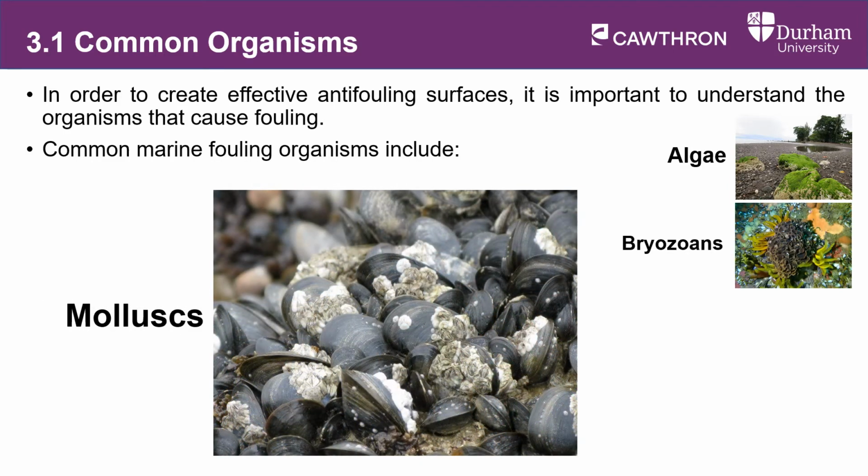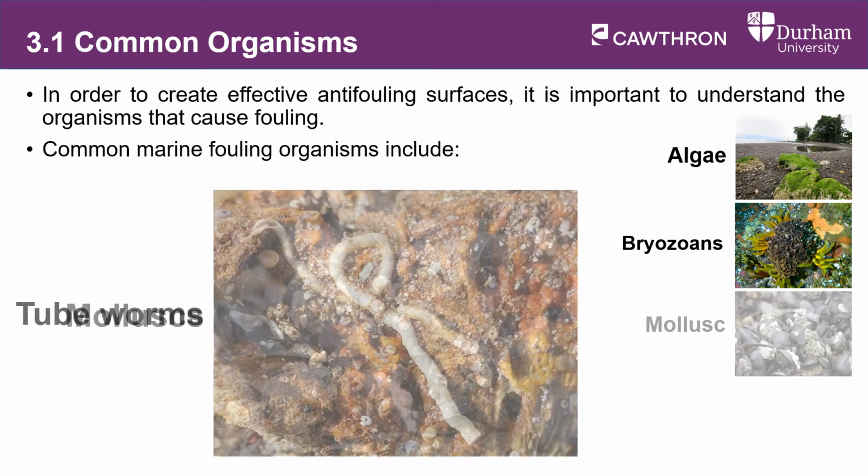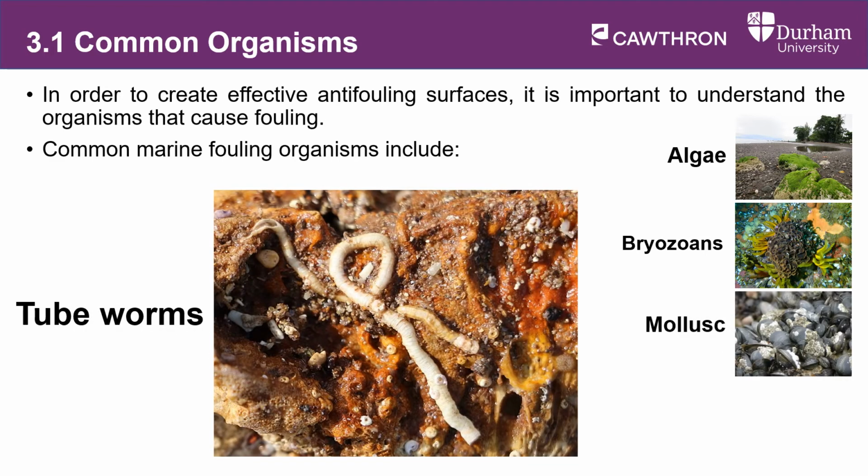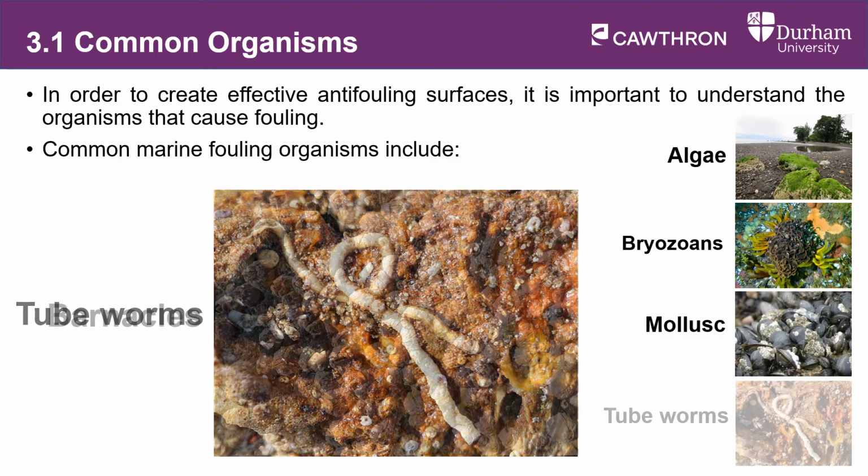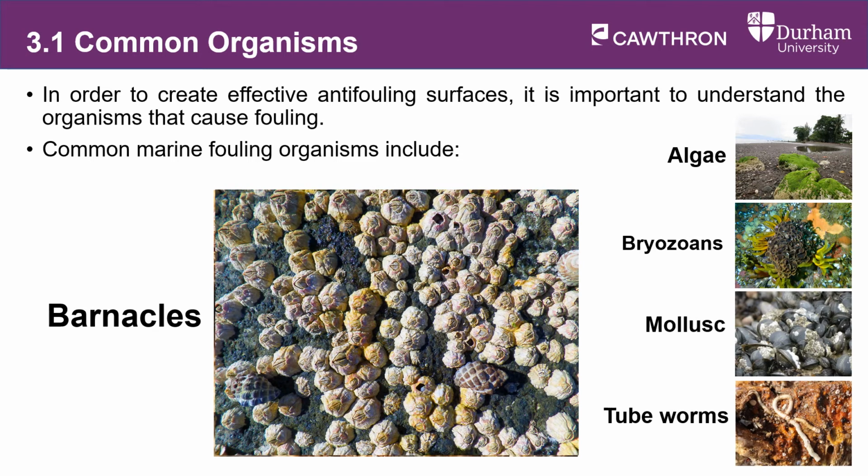Mollusks. Mollusks, such as mussels, can attach to ship hulls and are then transported around the world where they outcompete local populations. Tubeworms. Tubeworms' chalky exteriors form crusts on boat hulls, which roughens the surface and significantly increases drag. Barnacles. Barnacles are regarded as the most problematic biofoulers due to their prevalence and ability to strongly adhere to submerged surfaces.